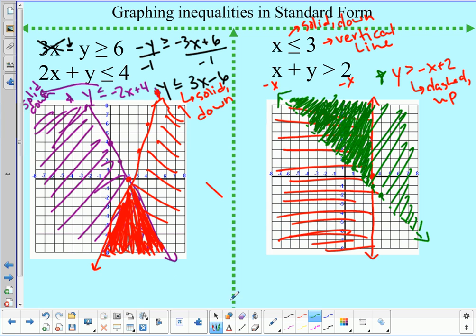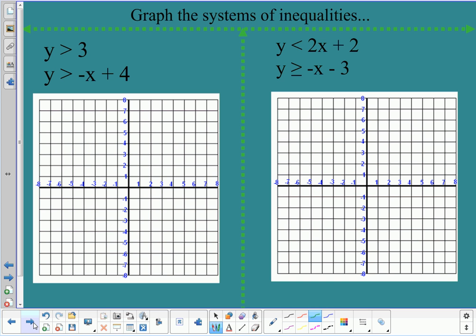All right, there it is. Okay, two more like this, and then we'll do some more problems on the back. So number 5, now I have y is greater than 3. So no x variable here, which means no slope, which means this is a horizontal line. And I know I want it to be dashed, and I know I want to shade up because it's greater than. The bottom line, y is greater than negative x plus 4.